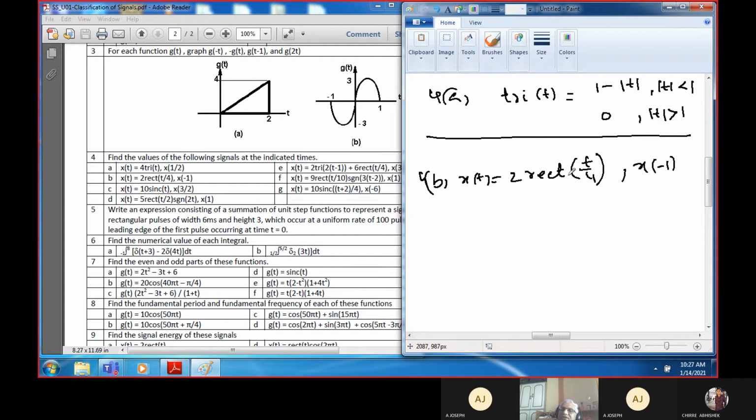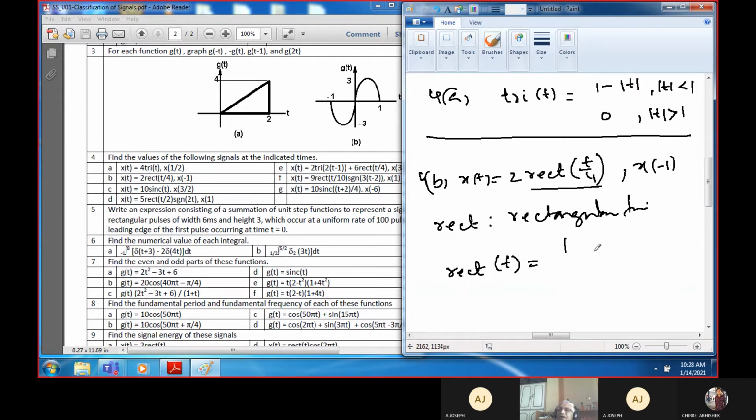At x of minus 1, what is the value of this function? So you should know that RECT stands for rectangular function. We should know the definition of this rectangular function. Very, very important. So we will write that definition for the rectangular function. So RECT of t, please write down, RECT of t is equal to 1.